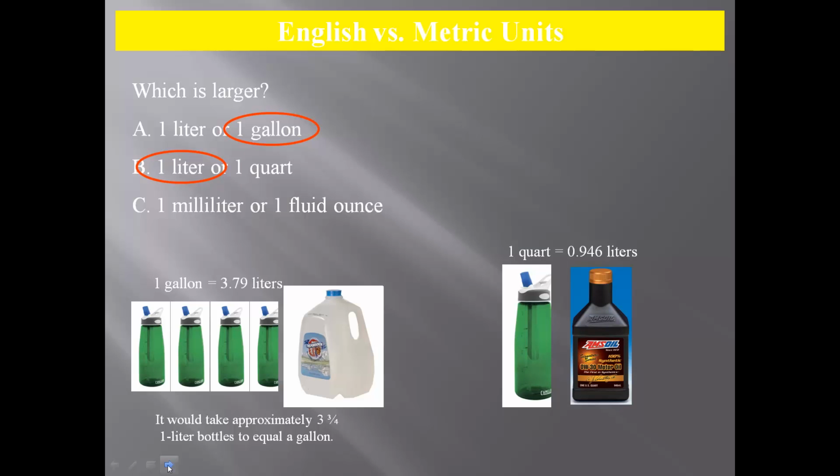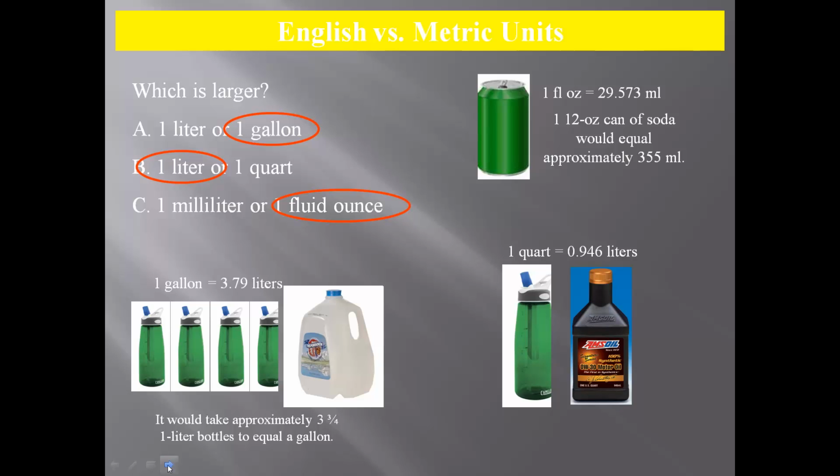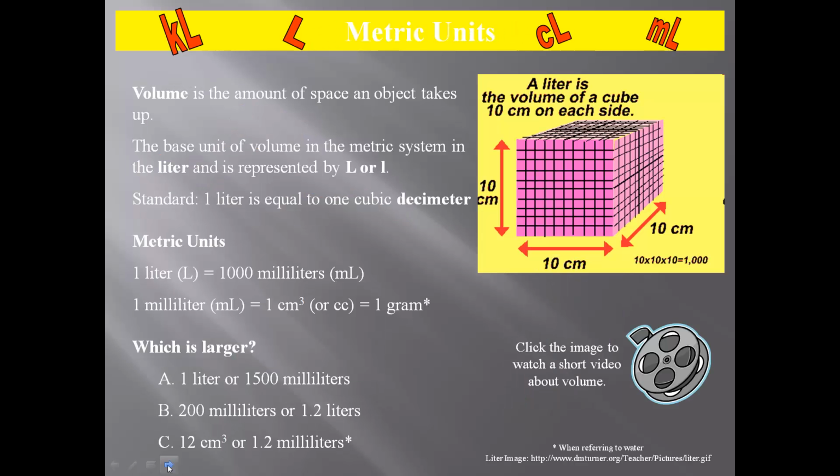And let's look at milliliter and a fluid ounce. A fluid ounce is bigger than a milliliter. So 1 fluid ounce is approximately 29.5 milliliters.